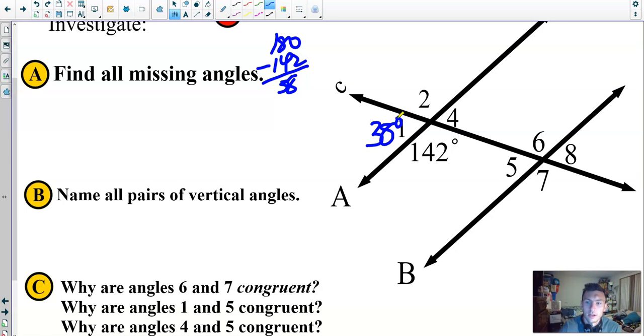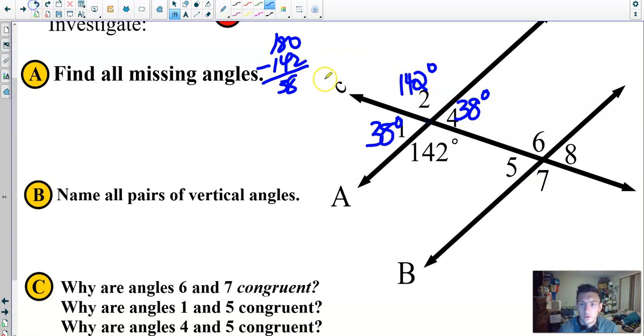Once I know angle 1, I know angle 4 because they are vertical angles. And I know angle 2 because that's a vertical angle with 142. Something that students mix up a lot: vertical angles have to be touching. So vertical angles have to be sharing a vertex. They can't be like angle 2 over here and angle 7 way over here. They're not touching. They have a different relationship.